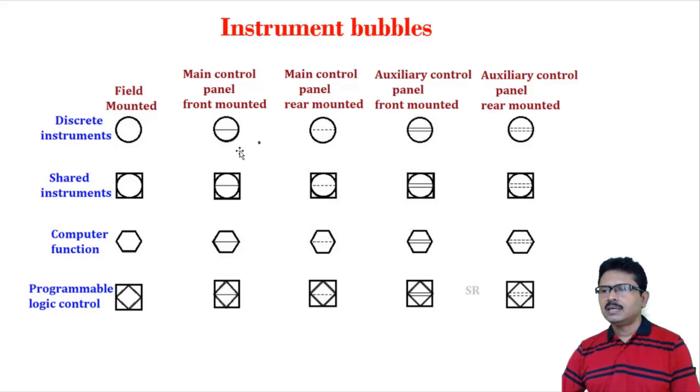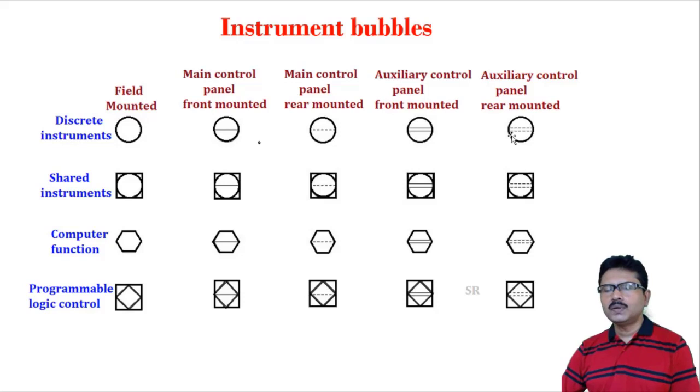Now coming to the rest. In these four columns, the shapes have solid lines as well as dashed lines. This is a single solid line, single dashed line, double solid line, double dashed line. A circular bubble is an individual measurement instrument such as a transmitter, sensor, detector, etc. When the shape has a single line inside, this indicates that it is inside the main control panel. When the shape has a double line inside, it indicates that these instruments are placed in the auxiliary control panel.